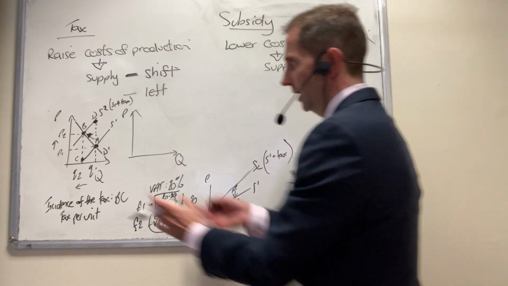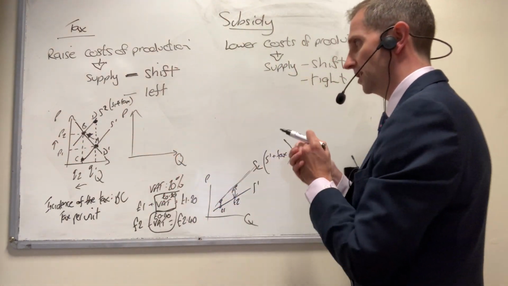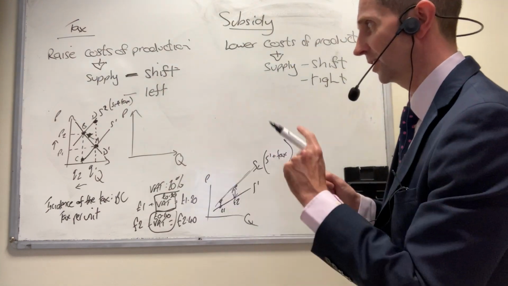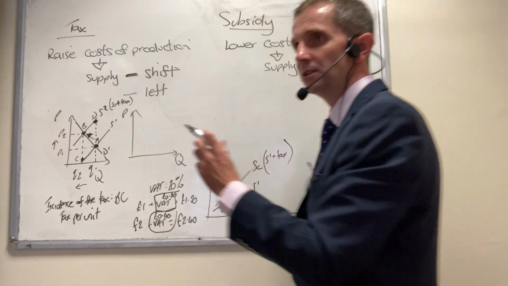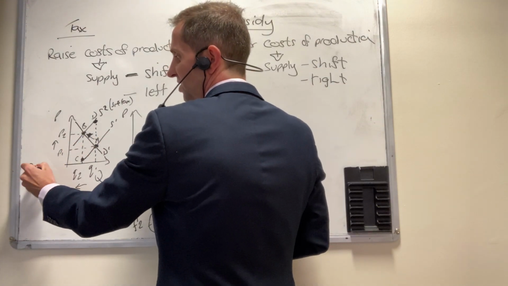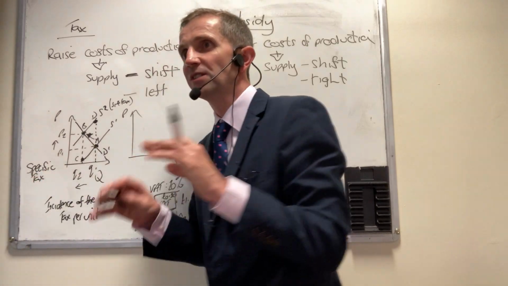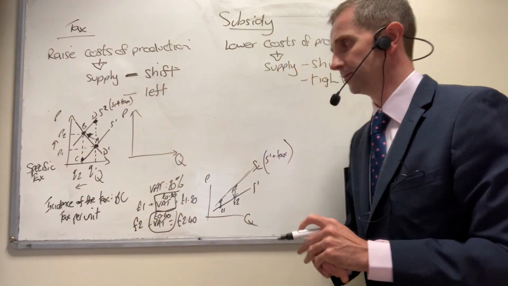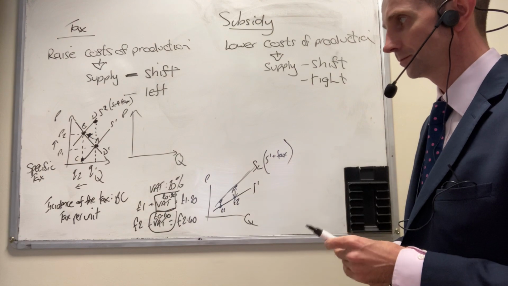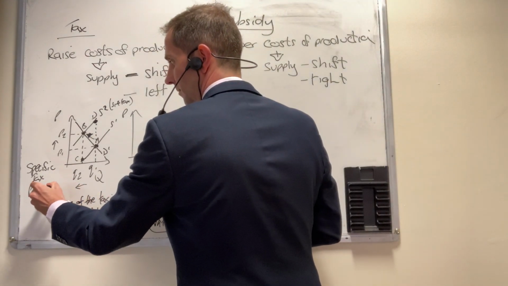So here we've got parallel, here we've got diverging, and I'll come back to you, Sean, just one second, just whilst this is in my head. So when they're parallel, that's known as a specific tax. In other words, it's fixed, it doesn't change. So that's a specific tax per unit.